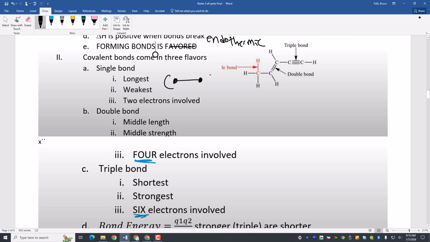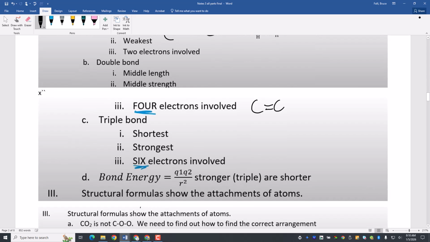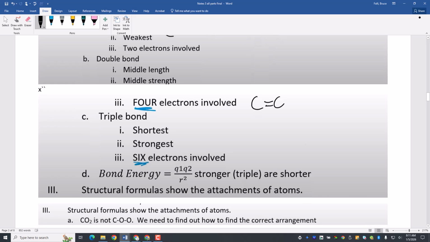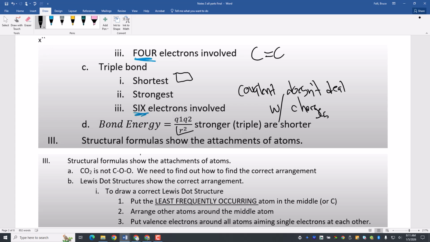So I could have a carbon-to-carbon single bond, or a carbon-to-carbon double bond. The triple bond is the shortest and the strongest, and there are 6 electrons involved. Bond energy is Q1 Q2 over radius squared, so stronger triple bonds are shorter. The charges are going to be the same, since covalent bonding doesn't deal with charges. So we're focused a little more on radius.